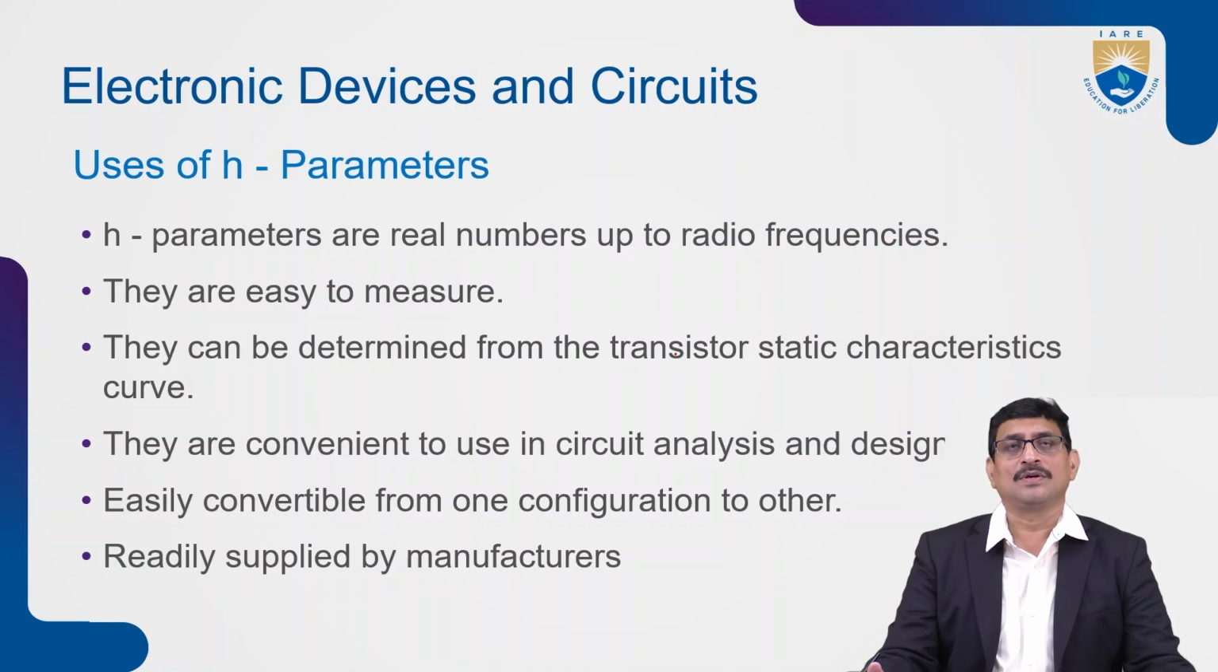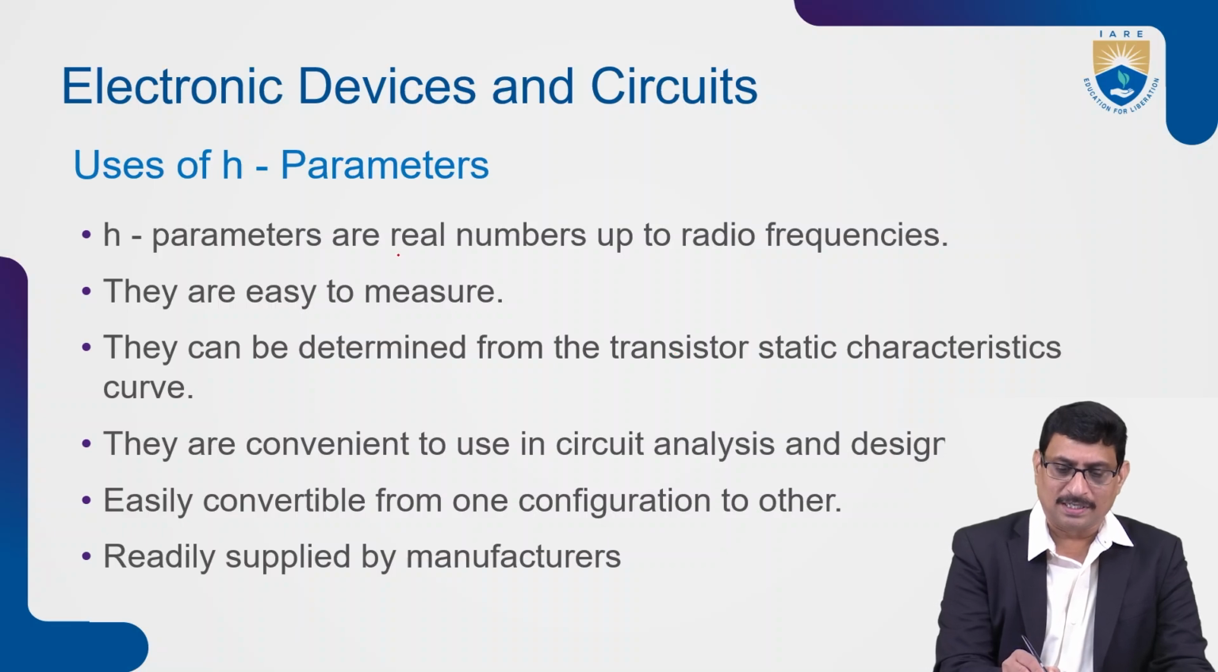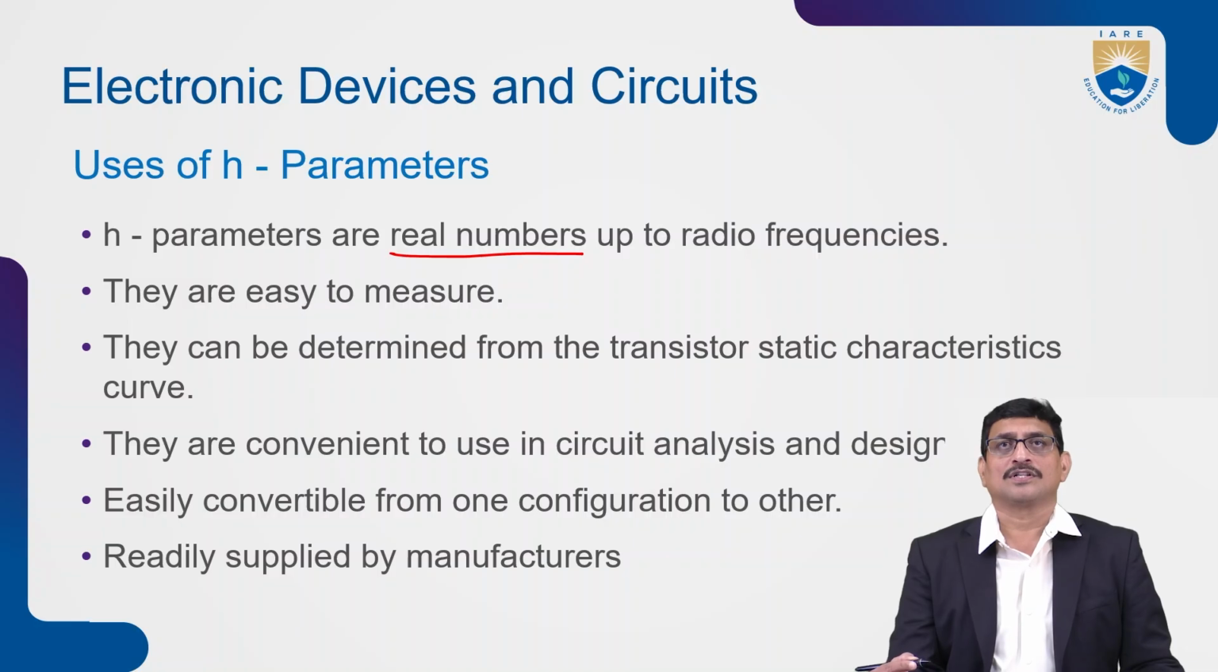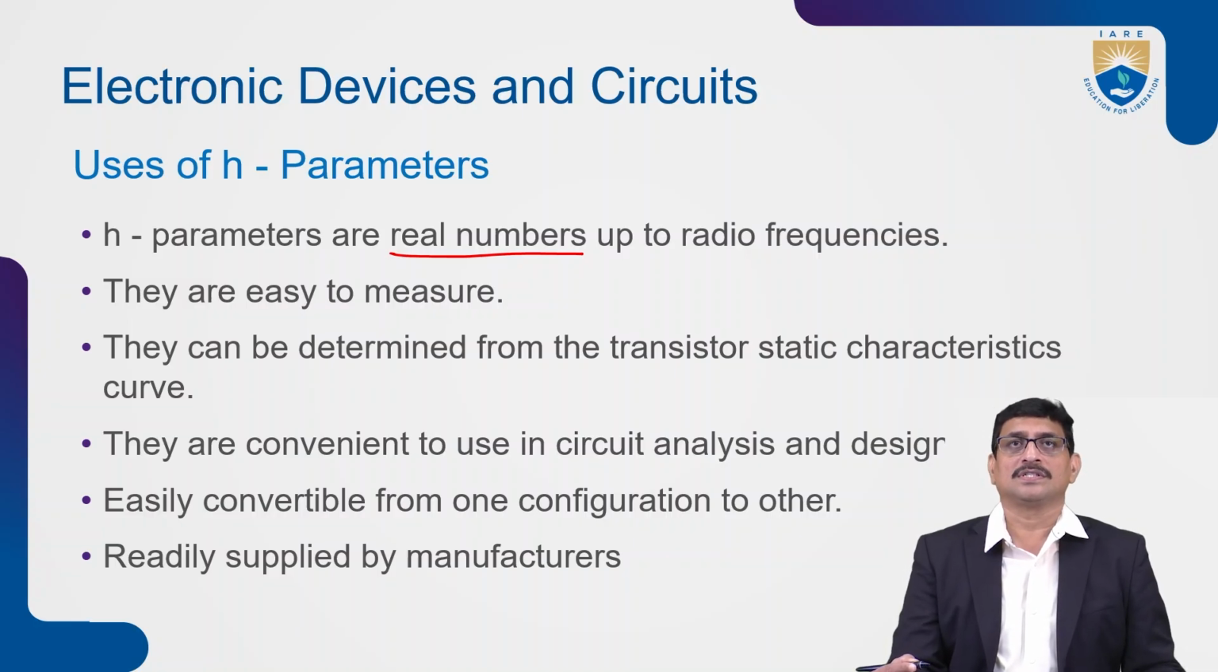Why are we using only the H parameters instead of Z or Y parameters or other parameters? The H parameters have certain advantages or uses. They are represented with real numbers up to radio frequencies. So working with real numbers becomes easier. That is one of the advantages of using the H parameters for transistor small signal analysis up to radio frequencies. Working with complex numbers is somewhat difficult. Therefore, H parameters being real numbers up to radio frequency is one of the advantages.